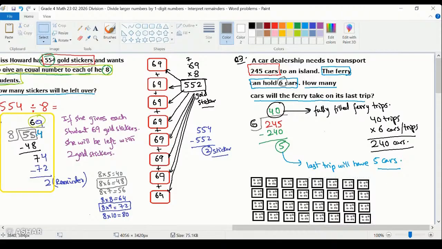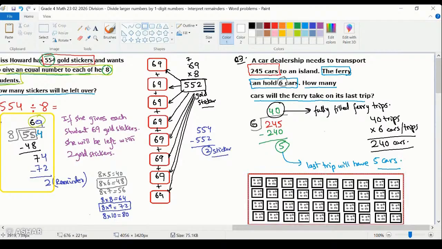Okay, just a minute more. See, if there were 6 cars on each ship, then this total number of cars would be how much? There were 40 ships, 6 on each. 40 multiplied by 6 is 240. But how many cars did they have to send? They had to send 245 cars. So we have an additional 5 cars left, right?